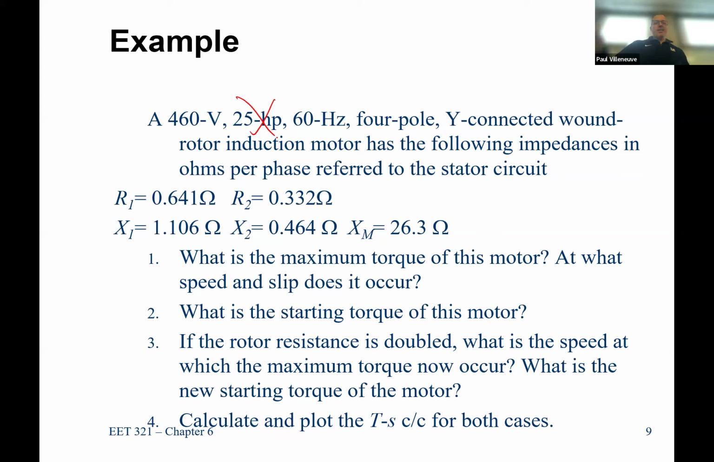I just need to go ahead and make sure I get the understanding. What I really care about is 460, because I need to know what voltage is applied. 60 hertz. Why do I need to know 60 hertz? Synchronous speed. And the 4-pole is important. Y-connected is awfully important to me. And the impedances. So let's do.